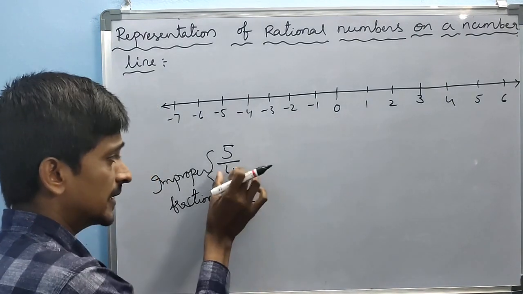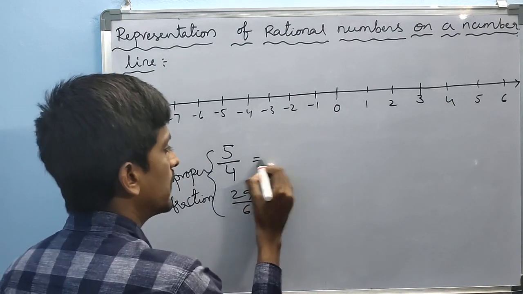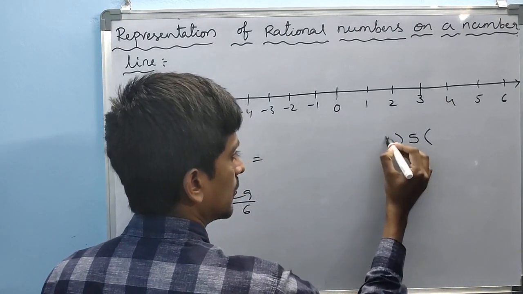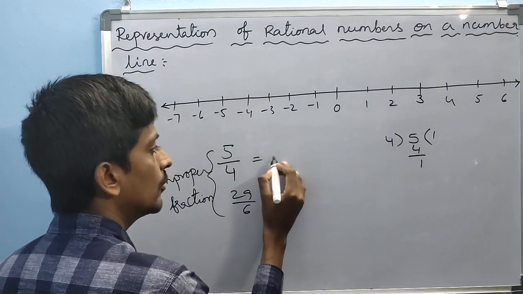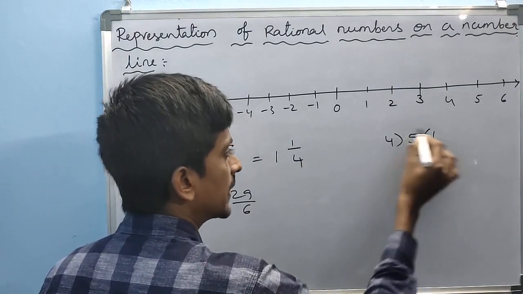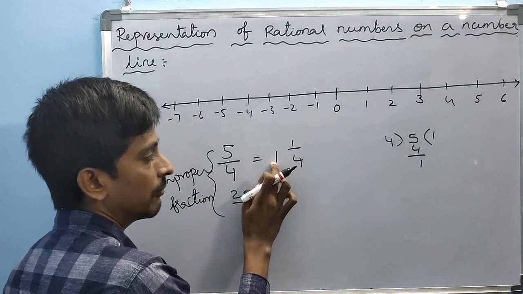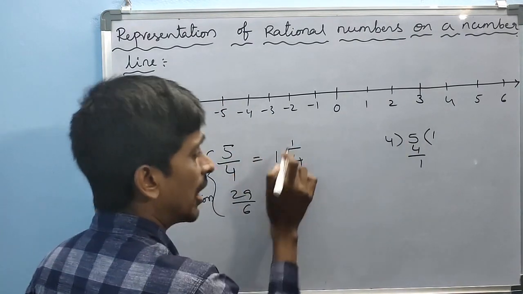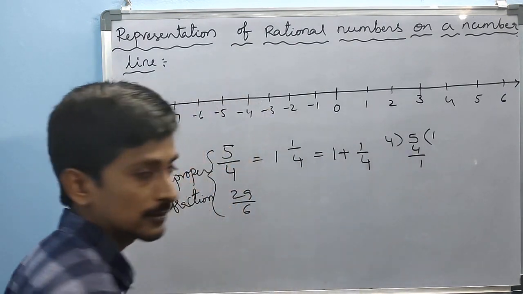First of all, which numbers is this in between? 5 by 4 can be written as 4 1s are 4, 1 is the remainder, so 1 and 1 by 4. This can be written as a mixed fraction. Again, 4 1s are 4, 4 plus 1, 5 by 4. So 5 by 4 can also be written as 1 plus 1 by 4.